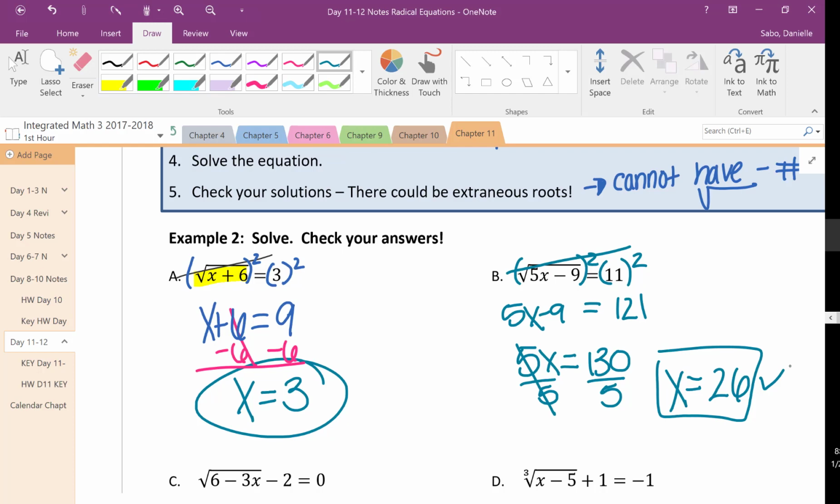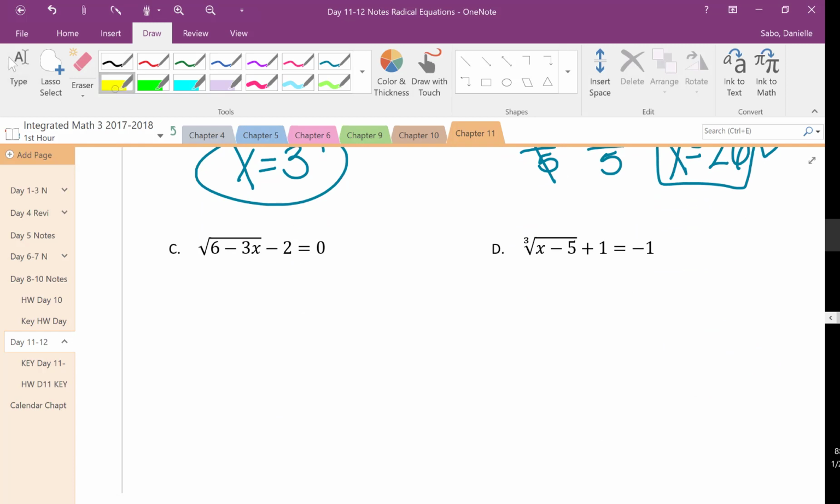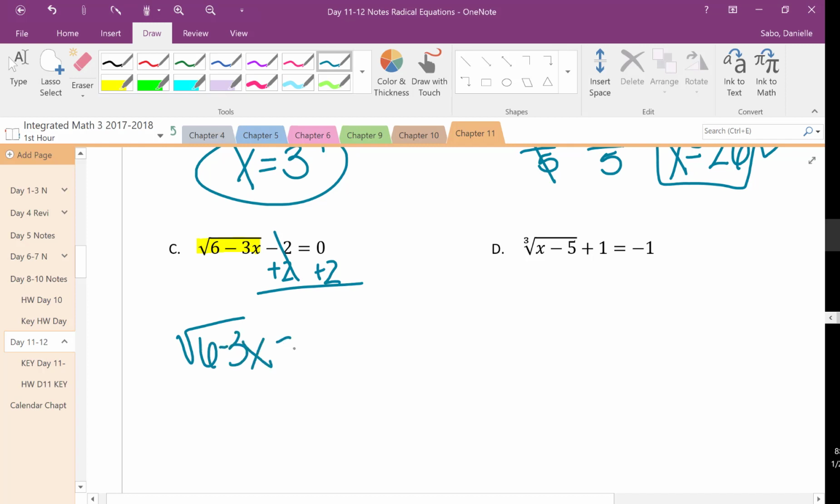Okay, it's just a little bit different. Here is my radical. My goal is to isolate it. It's not isolated yet. What must I do first? Add 2. So now I have the square root of 6 minus 3x equals 2. Now is it isolated? Is it all by itself? Yeah, now I can take what? Now what can I do? Yeah, I can square it.